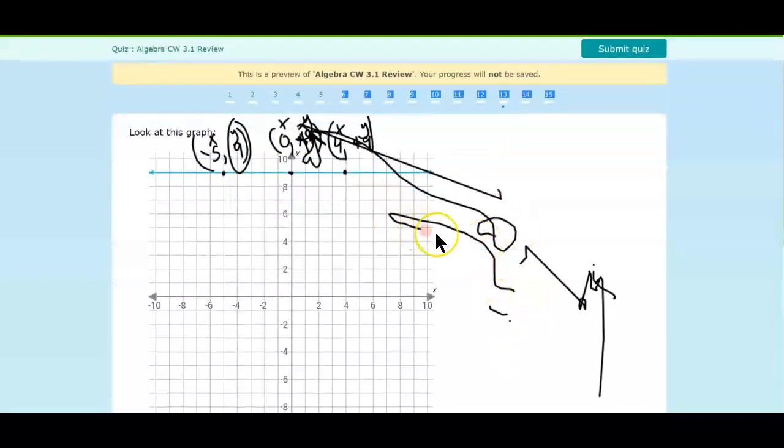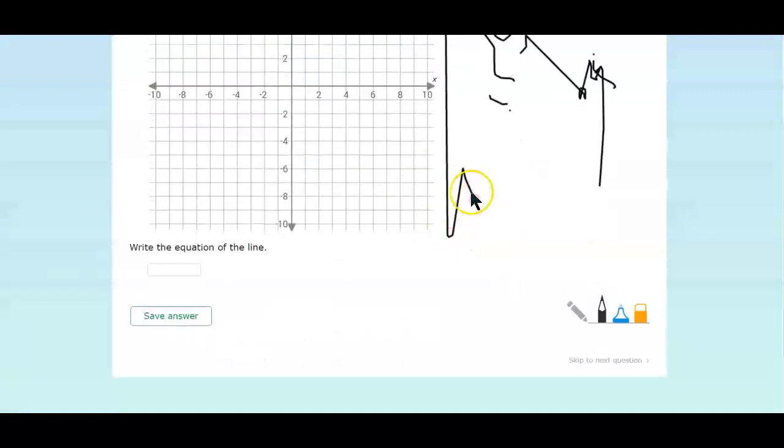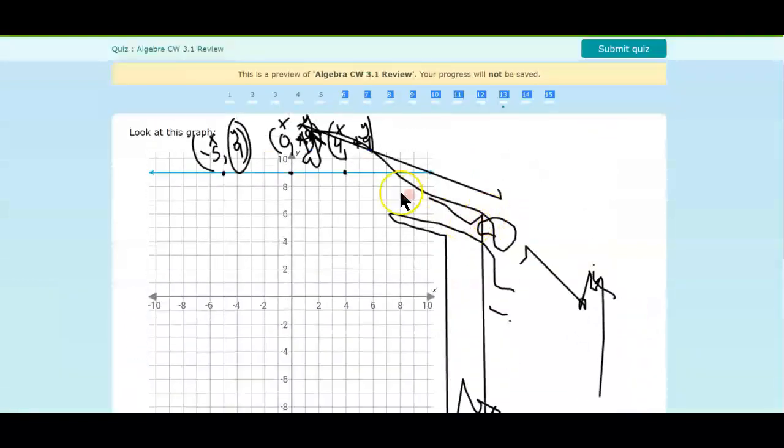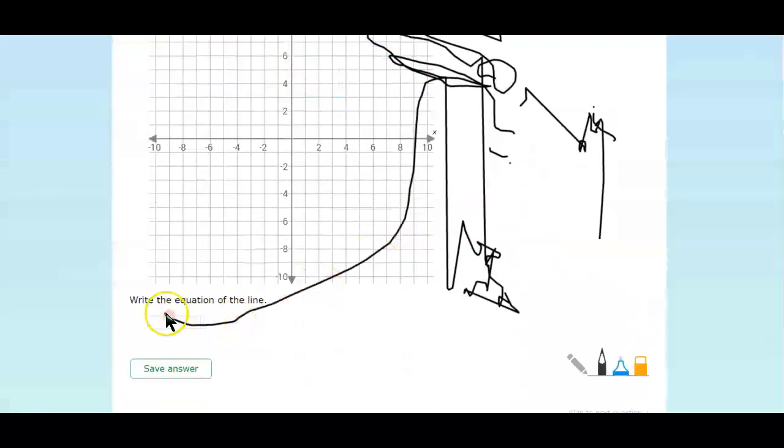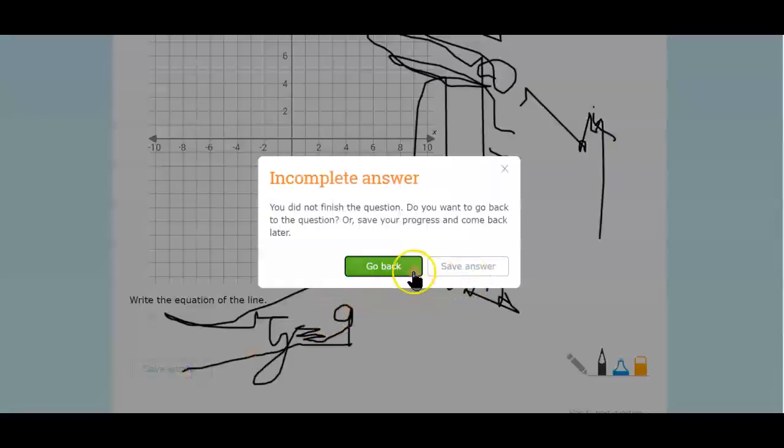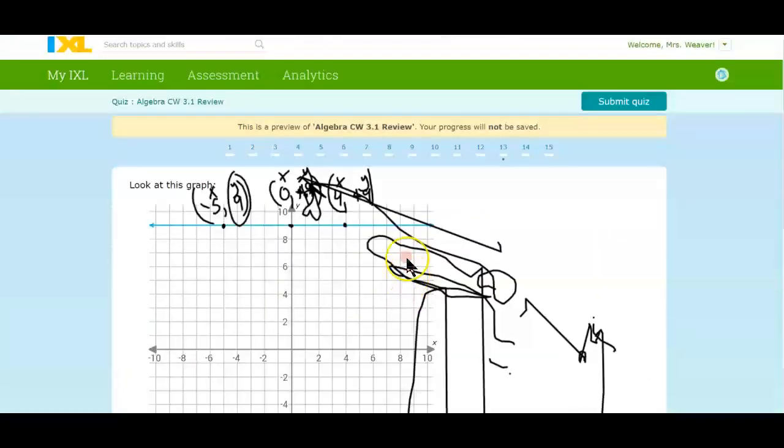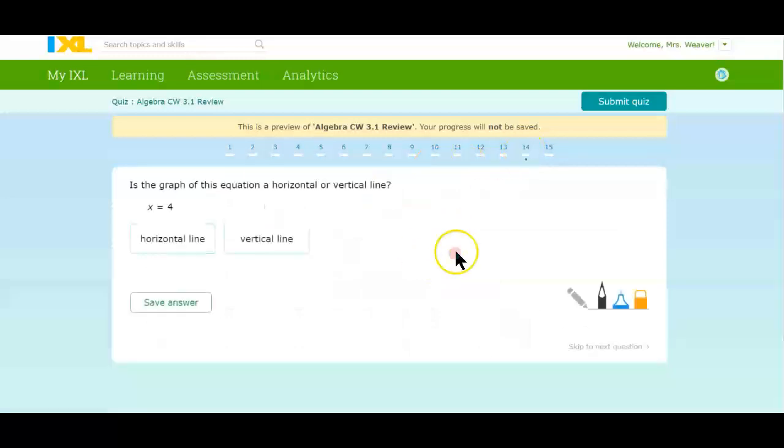Here we are. Y values of 9. So I would say this is y equals 9. Very weird kind of cursive. Let's try to skip and see if that fixes it. All right, then our last two questions.